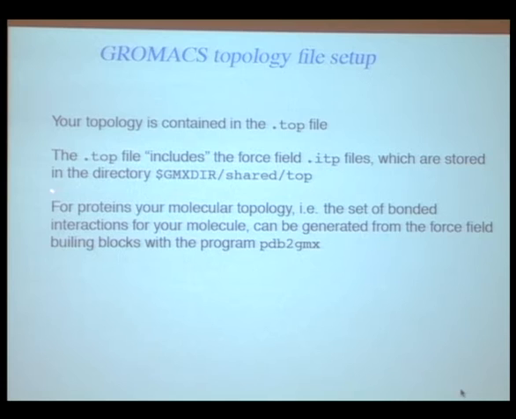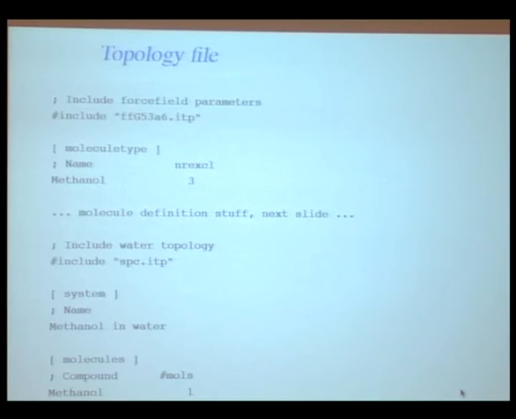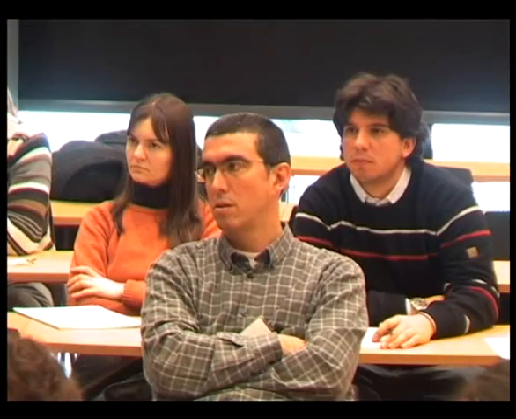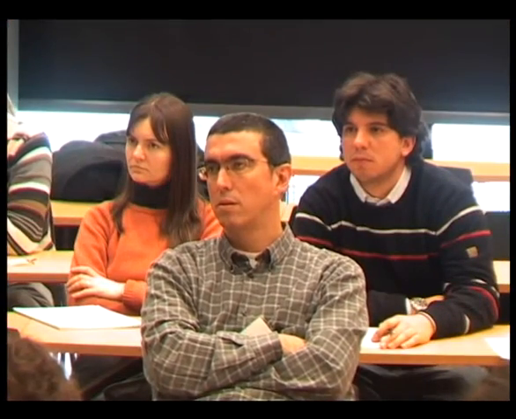If you have a protein, then this whole topology can be generated fully automatically from the force field building blocks using the program PDB2GMX, which I guess is also what we'll do this afternoon. Now we'll have a look into the topology file. So here is a topology file for methanol. In this case, I've taken an example of the Gromacs force field. So the Gromacs force field file is this file here, which is included here in this way.